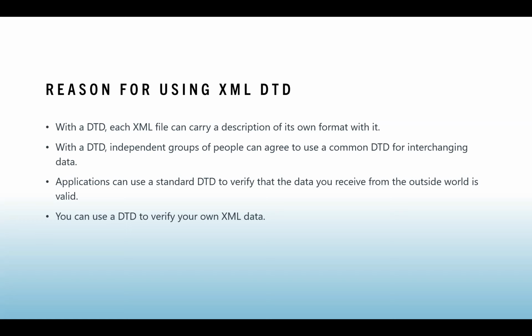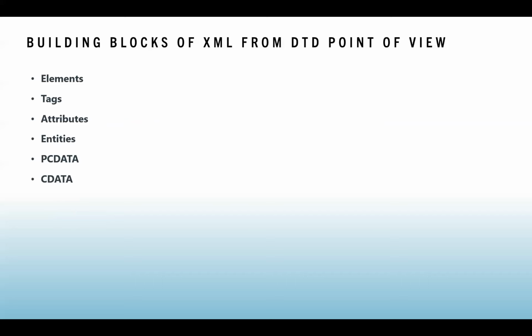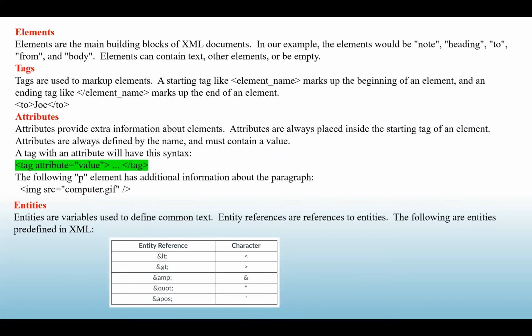Okay, now let's see what we have seen. This is something that we have seen earlier as well, but let's have a quick review on this one. If we see from the DTD perspective, what are the building blocks of XML? They are elements, tags, attributes, entities, and PC data, C data. Elements, we already know what are elements. They are the main building blocks of an XML document. So for example, we had note, heading, to, from, and body. They were the elements. Again, in the address XML, we had email, phone, birthday, first name, last name, they were the elements.